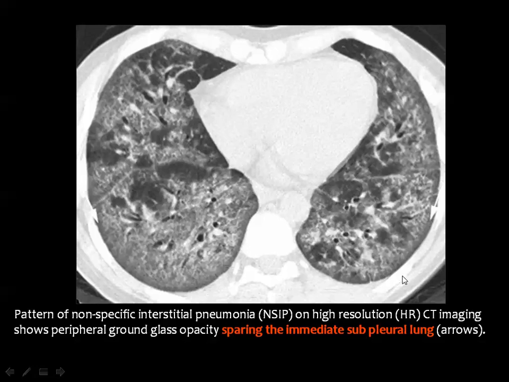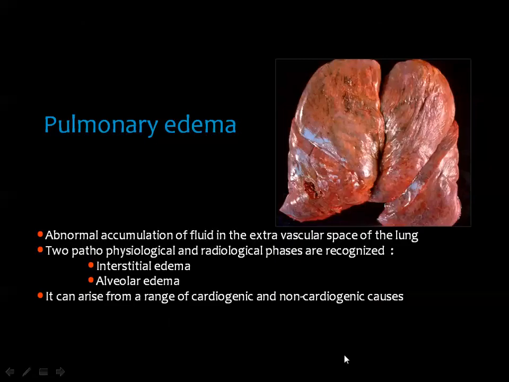This is one of the helpful diagnostic criteria, and you see the full-blown picture with traction bronchiectasis, ground glass veiling, and many interstitial opacities. Then we come to the third one, pulmonary interstitial edema, which means that there is accumulation of fluid in the extravascular spaces of the lung. We have two types, interstitial and alveolar edema.